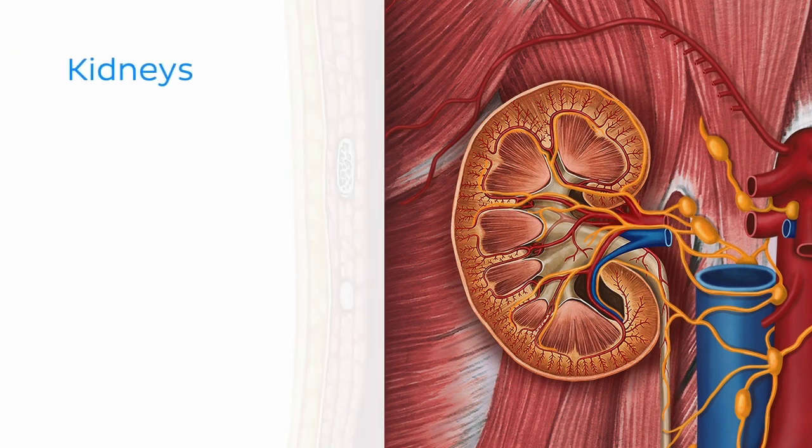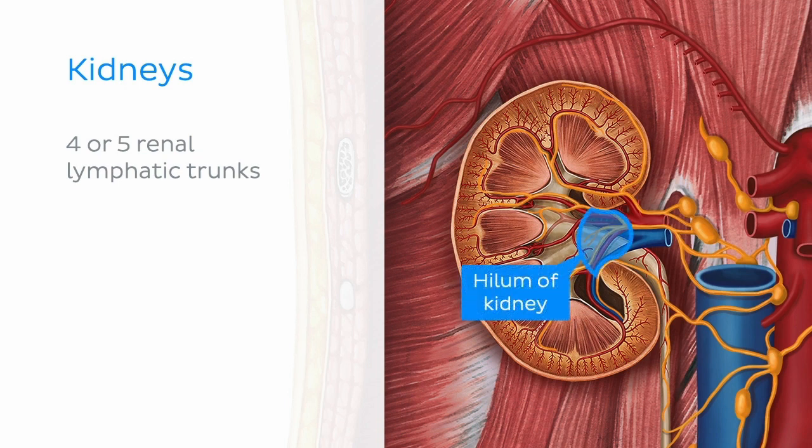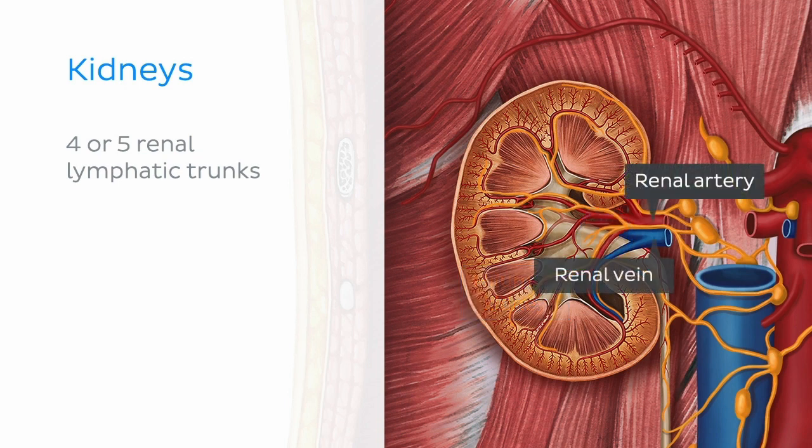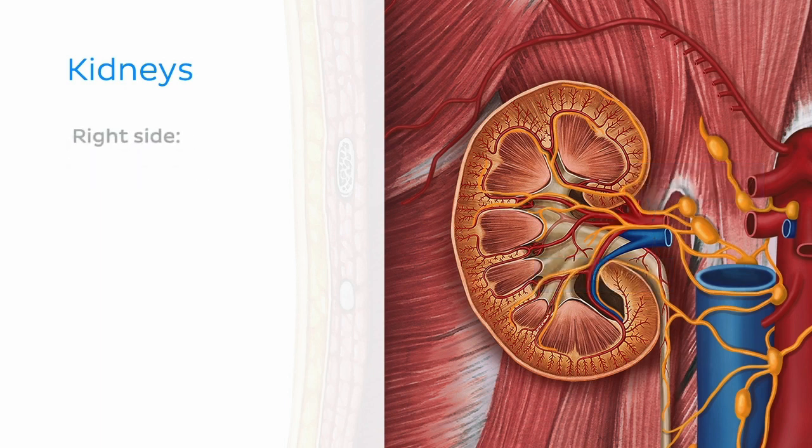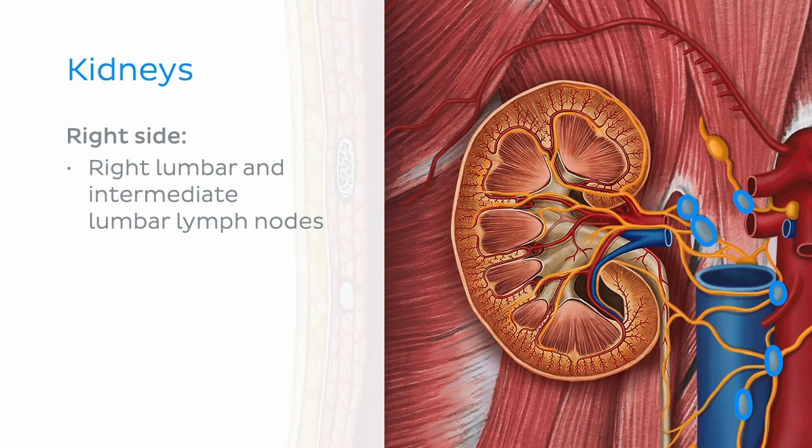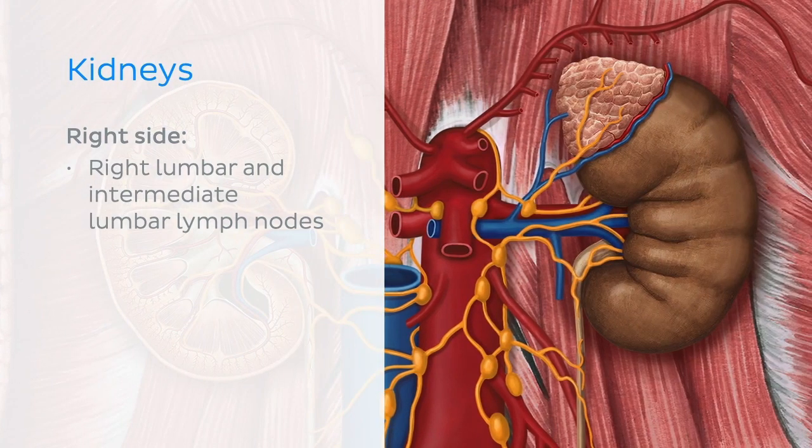Each kidney contains a network of intrarenal lymphatic vessels which run closely with the intrarenal arteries. These lymph vessels join together to form 4 or 5 renal lymphatic trunks, as you might expect at the hilum of the kidney, and course alongside the renal artery and vein. On the right side, these vessels empty their contents mainly into the right lumbar and intermediate lumbar lymph nodes, while on the left side, the efferent lymphatic vessels of the kidney tend to only drain into the left lumbar lymph nodes.